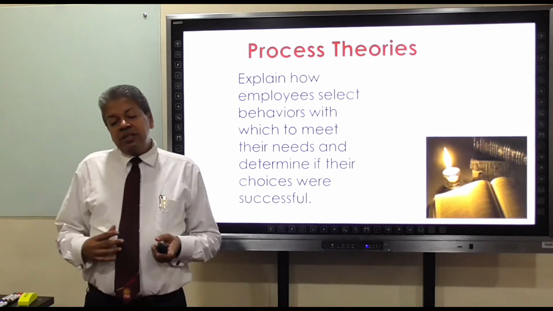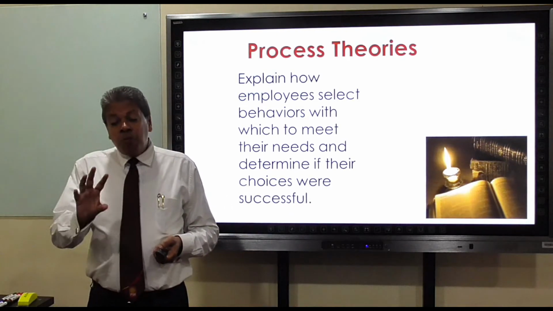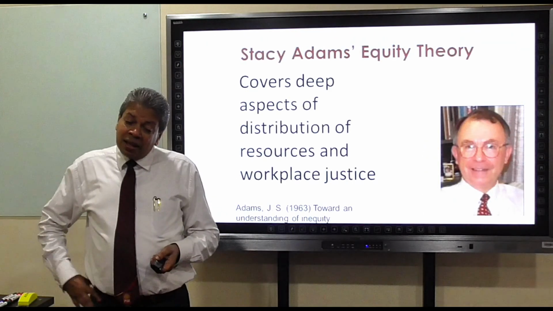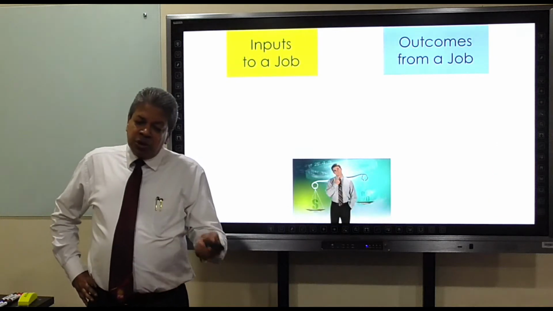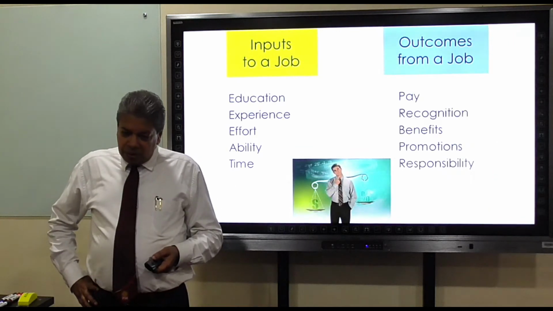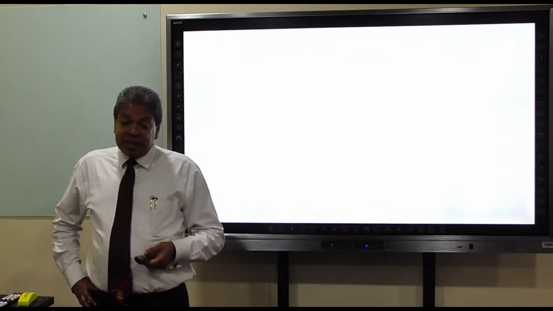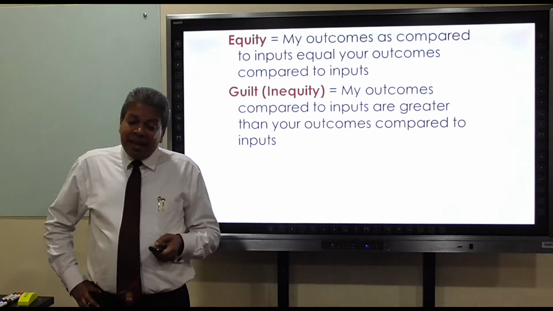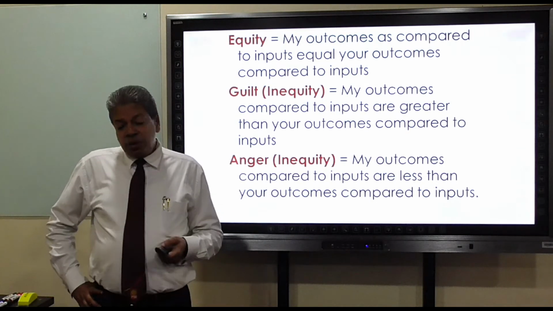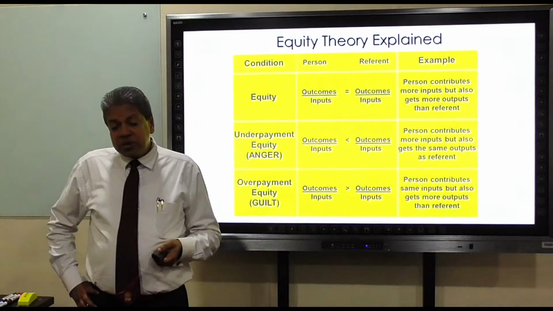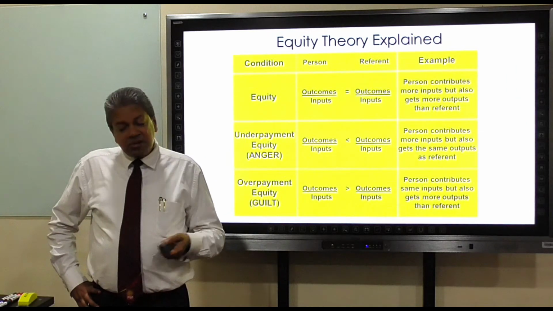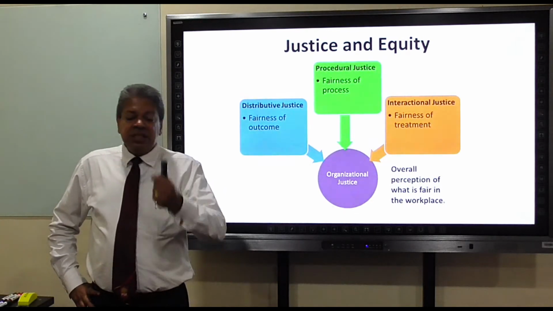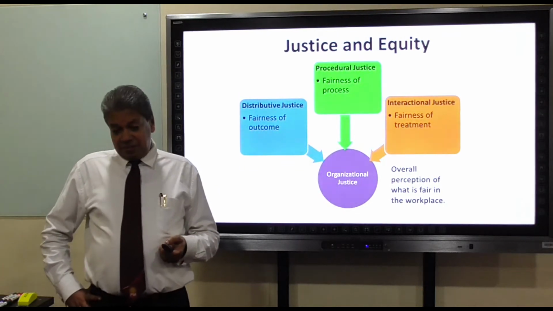And then we shifted to the process theories, the how part of motivation. Then we looked at Stacey Adams' equity theory, a famous one, where we look at inputs to a job and outcomes from a job, and comparison, me versus others, my outcomes as compared to others, and two aspects: guilt inequity and anger inequity, two sides, and motivated to restore equity, condition, person, reference. So these are further explained. Justice, there are three types of justice: distributive justice, procedural justice, and interactional justice.